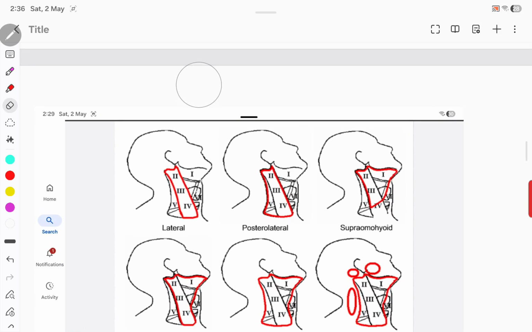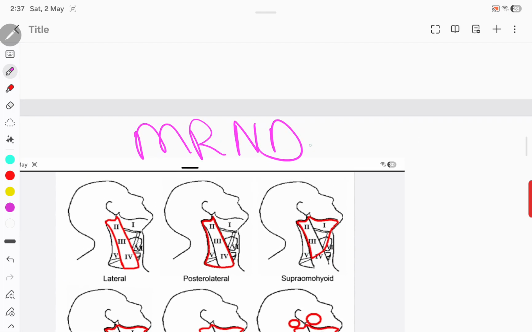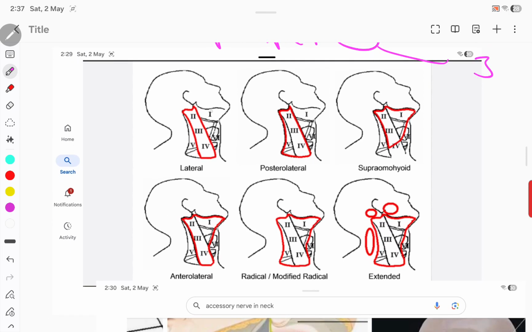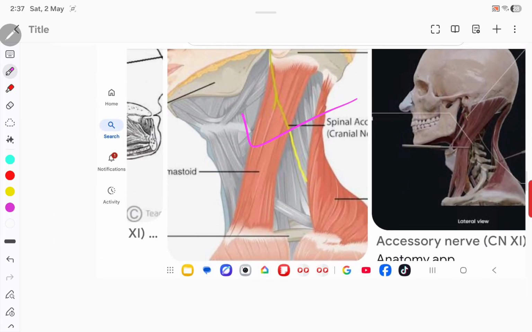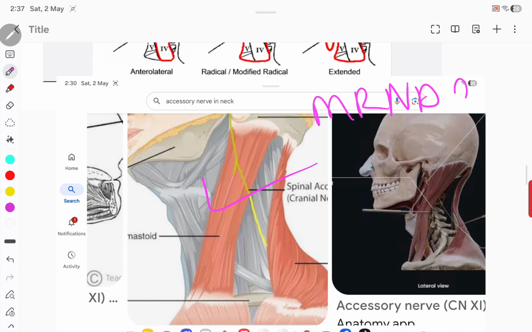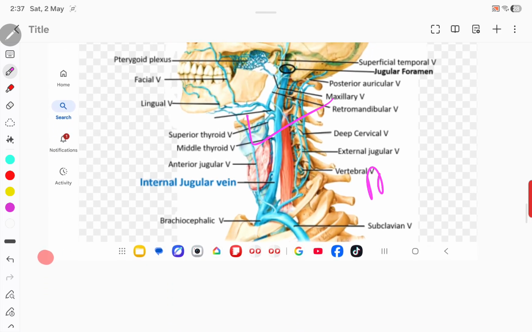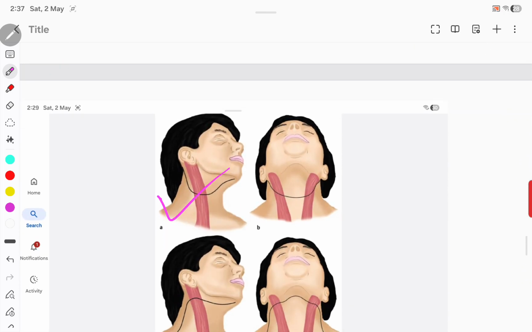Now we have got the modified radical neck dissection. This is the modified form, and here it has got three types. That's one, two, three. In type 1, we remove lymph node 1, 2, 3, 4, 5, plus we preserve this nerve. And in modified radical neck dissection type 2, we also preserve this vein. And in modified radical neck dissection type 3, we also preserve this muscle.